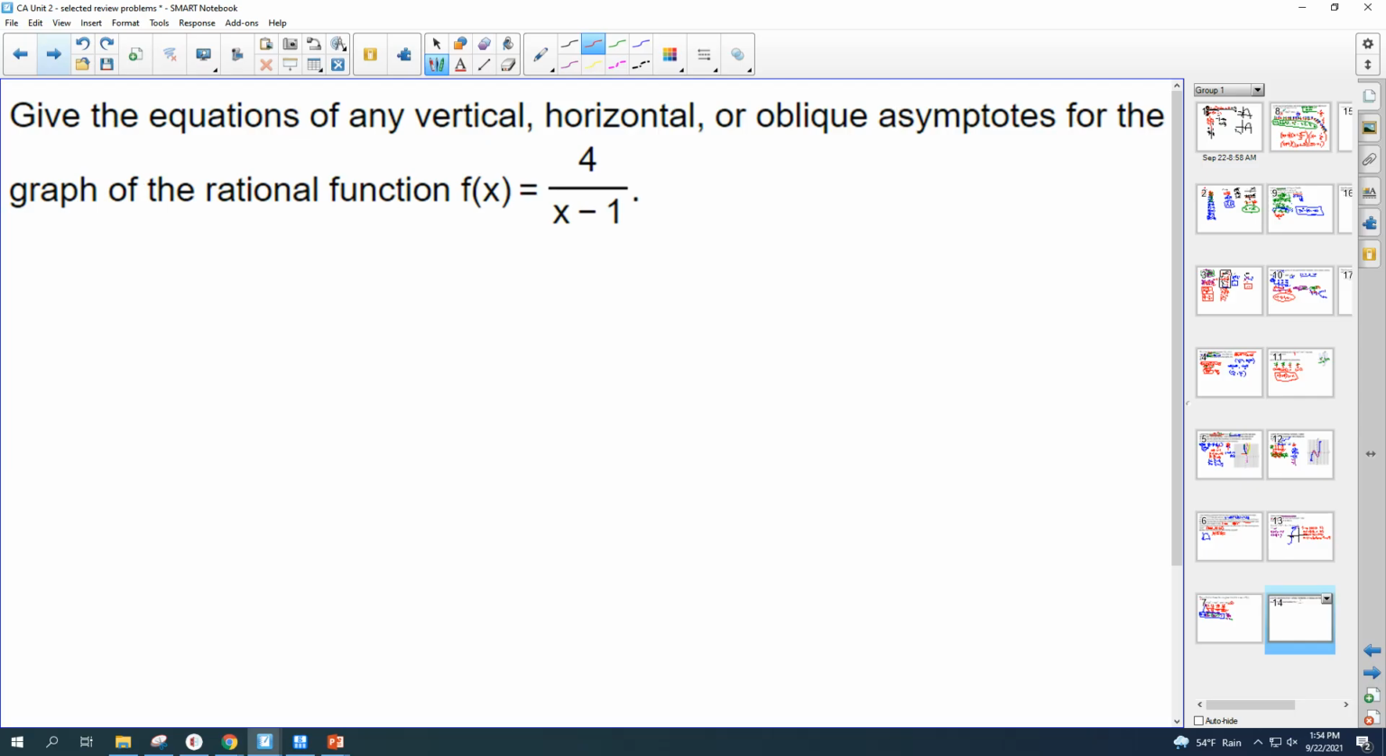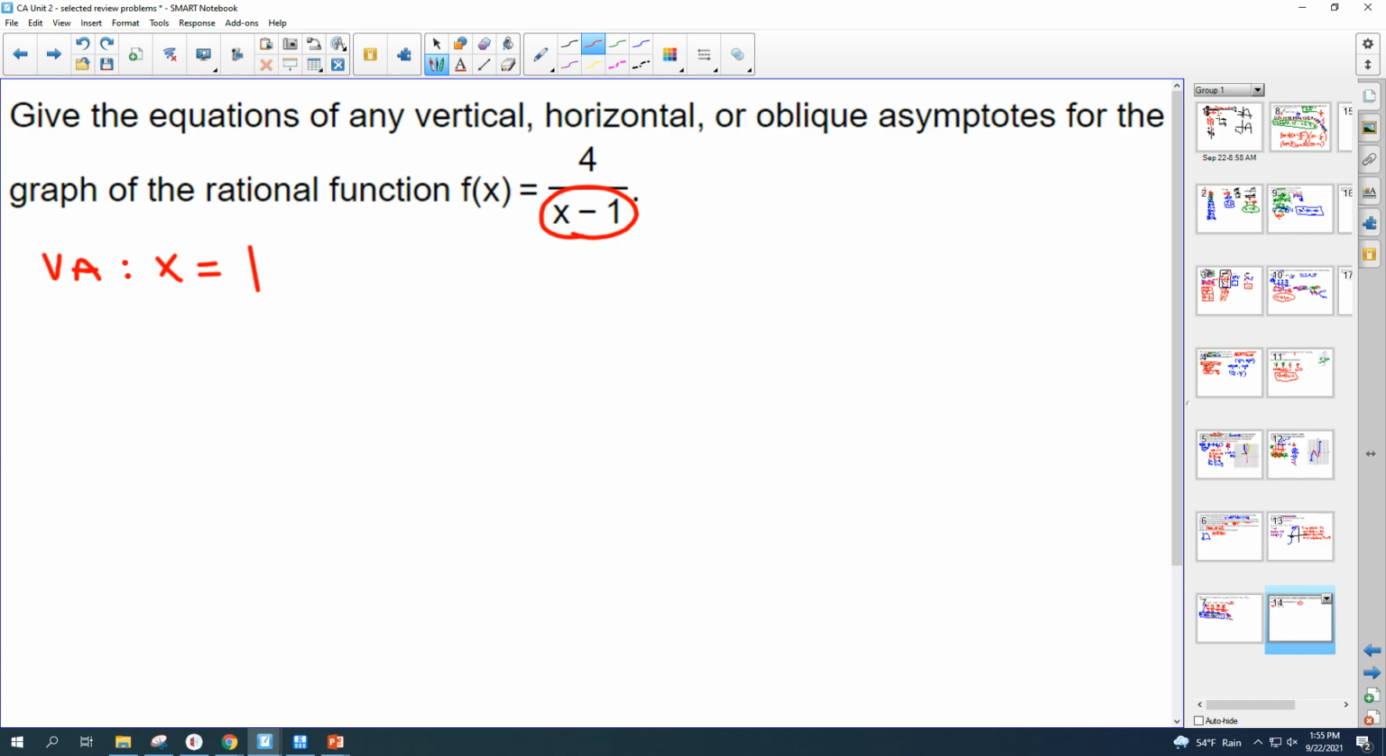Now we're going to talk about asymptotes. Give the equations of vertical, horizontal, or oblique asymptotes for the graph of this function. All right, I'm going to give you those formulas, but it doesn't hurt to be familiar with them. First thing you'd look at is vertical asymptotes and holes. Okay, look at where the bottom equals 0. If it cancels out, it's a hole. If it doesn't cancel out, it's a vertical asymptote. So in this case, doesn't cancel. That means we've got a vertical asymptote, x equals 1.